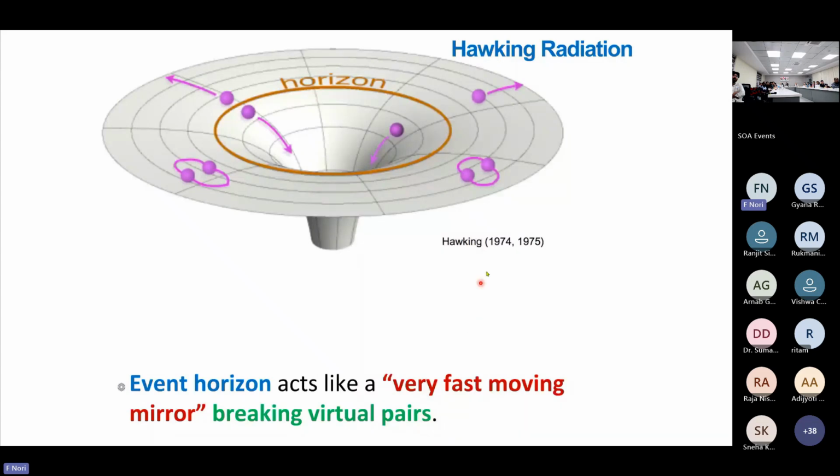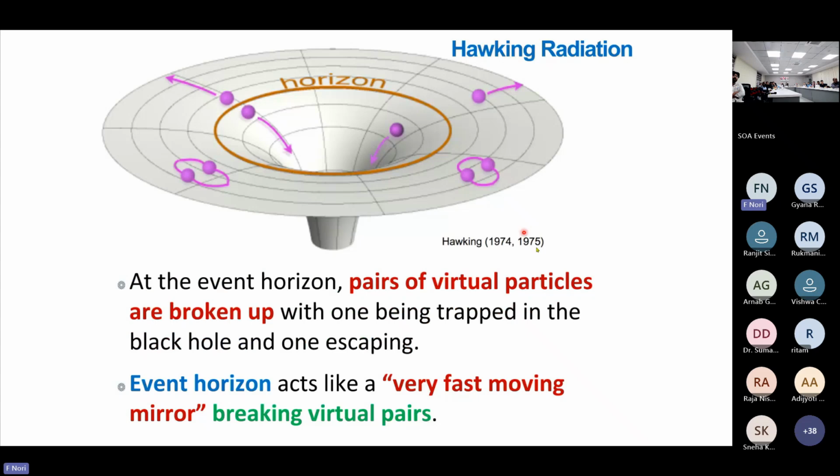Then in 1974-75, Hawking said, well, instead of using a mirror, the event horizon acts like a very fast moving mirror because it's breaking virtual pairs. So the photon inside the event horizon is sucked in, and the one outside goes out. So the pairs of virtual particles are broken up, one being trapped in the black hole and one escaping. If you put a detector here, I do not know if it came from here or from a nearby star. Typically there are nearby stars which are cannibalized. So I don't see this as a very practical way to test Hawking radiation, at least not in the lab.